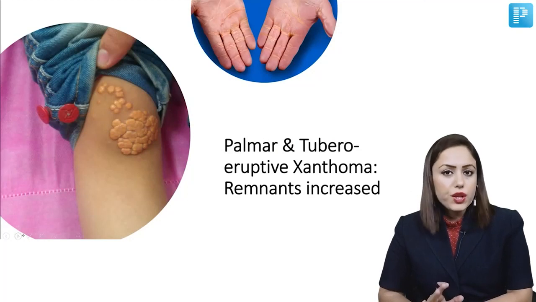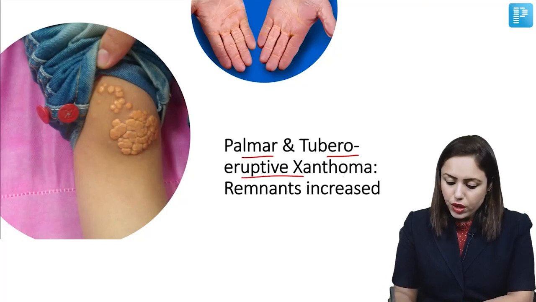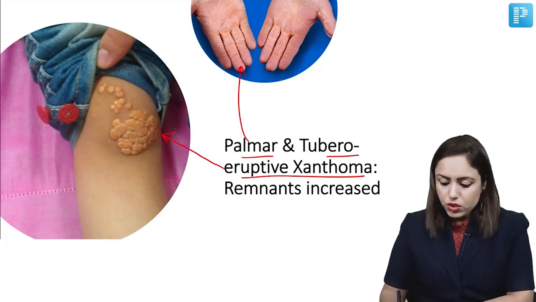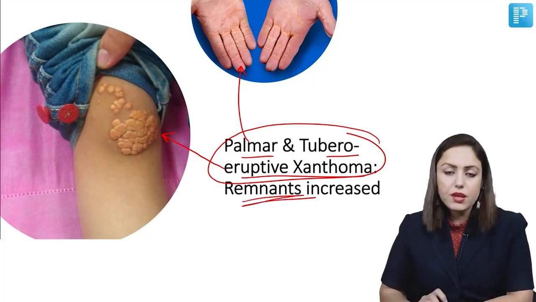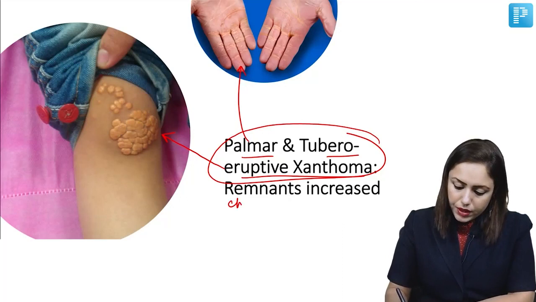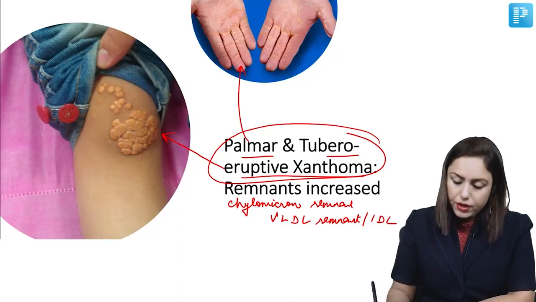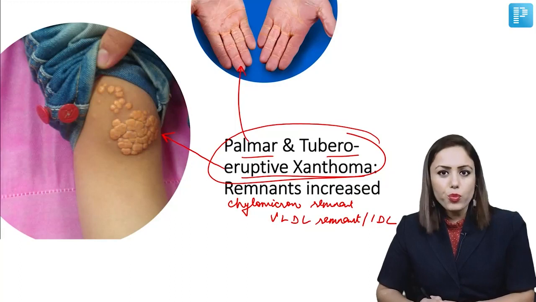Then a few images related to hyperlipoproteinemia only. So you can see here palmar and tuberoeruptive xanthoma. This is palmar xanthoma, this is tuberoeruptive xanthoma. These two xanthomas occur when remnants are increased. By remnants I mean chylomicron remnant and VLDL remnant. VLDL remnant or IDL is one and the same thing, intermediate density lipoprotein.